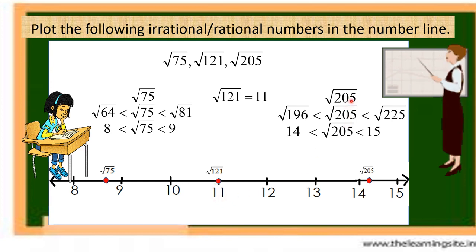So we have square root of 205. Square root of 205 is in between square root of 196 and square root of 225. Square root of 196 is 14, and square root of 225 is 15. So square root of 205 is in between 14 and 15. So this is the square root of 205.